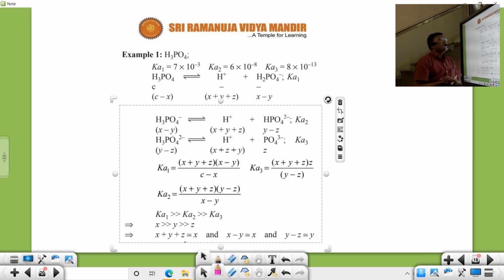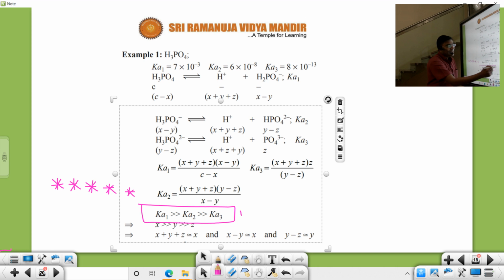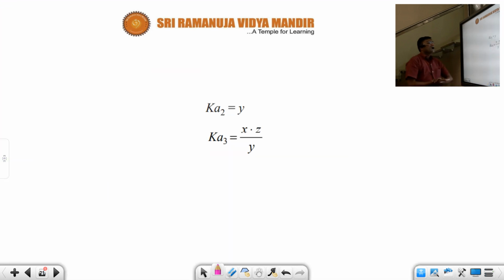Similarly, you can try out H3PO4. I already conveyed to you that K1 is far greater than K2, which is far greater than K3. It is asked in competitive examinations. Examiners asked many times, so this is highly rated. In polyprotic acids, always K1 is far greater than K2. If you understand this, it is more than enough.